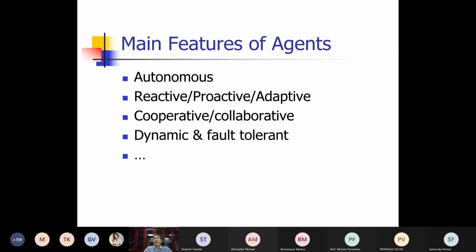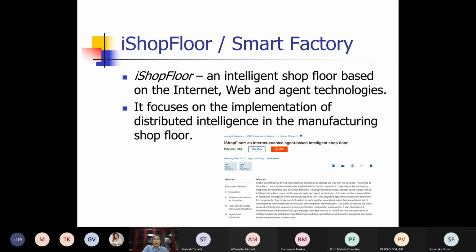Agents are also cooperative and collaborative. All the agents, as mentioned, have to work collaboratively in order to solve very complicated problems. Dynamic and fault tolerant are very important, particularly in steel manufacturing and other manufacturing environments, because the system is always dynamic. If one component, one machine, fails, the other systems should continue to work together to solve the complicated problem.